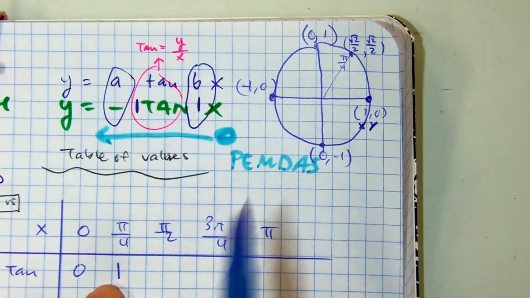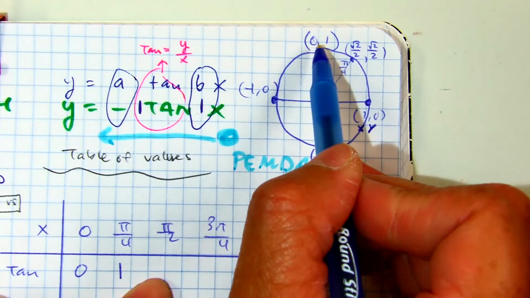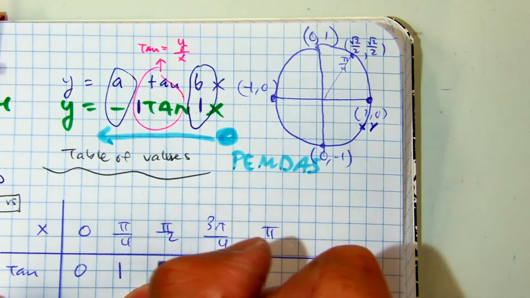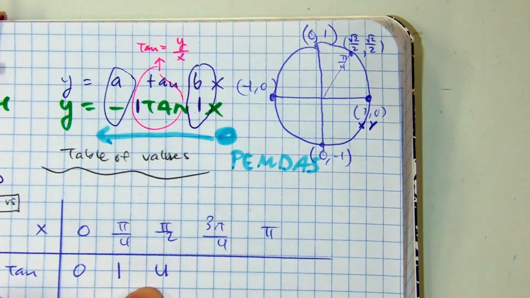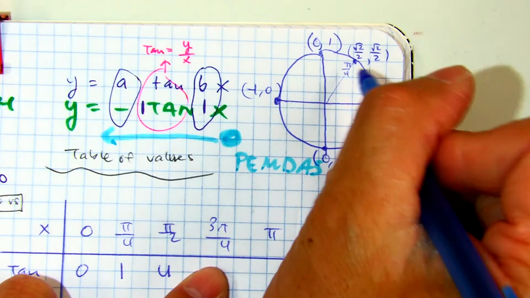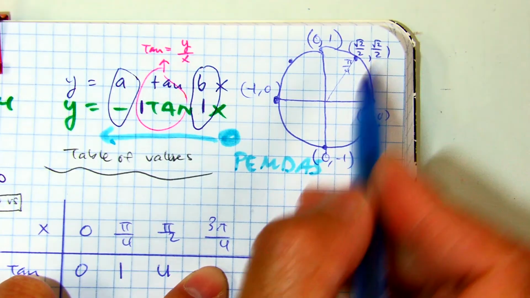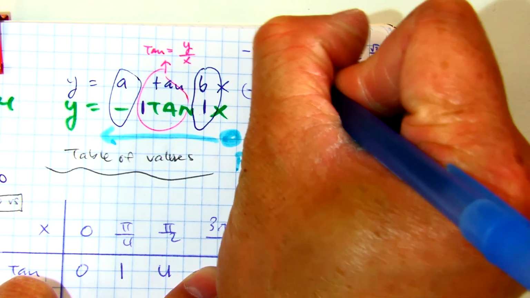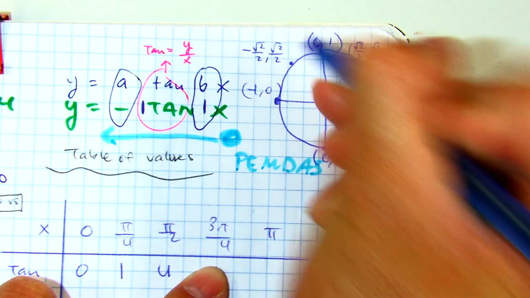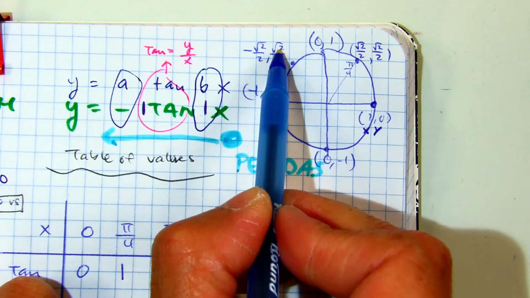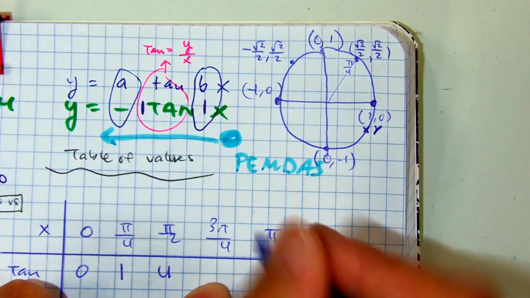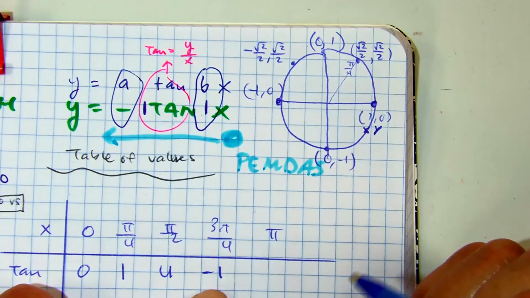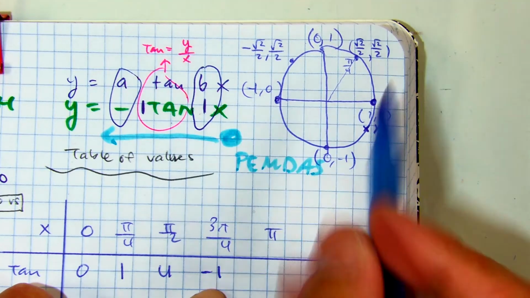Now we need to go to pi over 2. Y over x. 1 divided by 0 is? Undefined. 3 pi over 4. So this is pi over 4. This is 3 pi over 4. It's the same ordered pair, but the x values will be negative. Class, what's radical 2 divided by negative radical 2? Negative 1. And at pi, tangent is? 0 divided by negative 1 is 0.